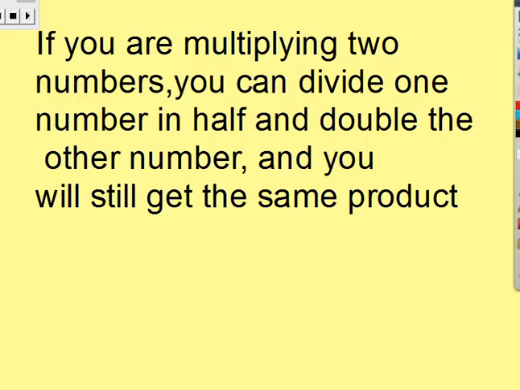But first, let's get a clear statement of what you mean by doubling and halving. What is the idea? The conjecture we're trying to prove. Here's what we're trying to prove. If you multiply two numbers, you can divide one number in half and double the other number, and you will still get the same product.